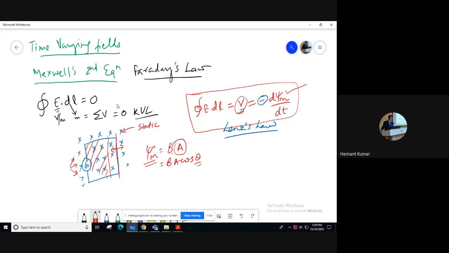Similarly, flux is nothing but we'll write like this, BA, or we can also write flux is nothing but the double integral of B dot ds, right? B dot ds. So just put this B dot ds in this equation, then we will get the closed integral of electric field intensity is equal to minus the partial derivative of B with respect to t, dot ds.